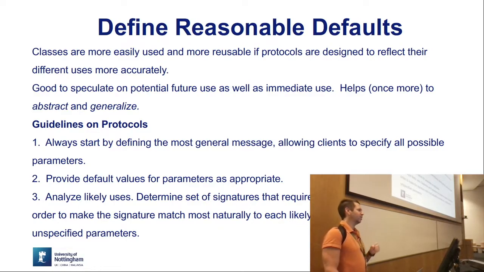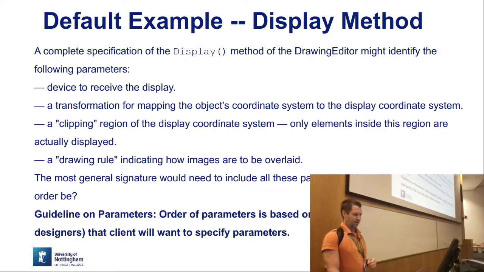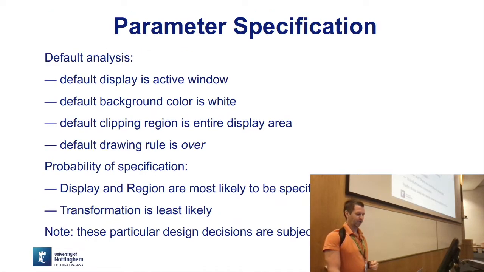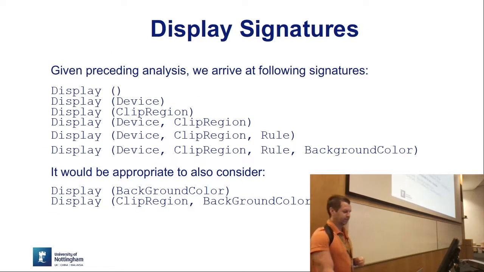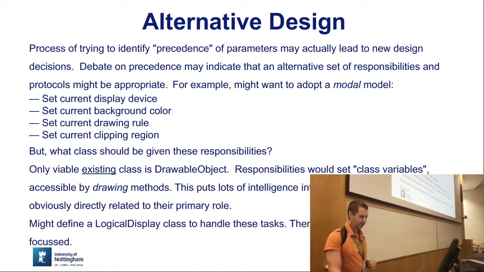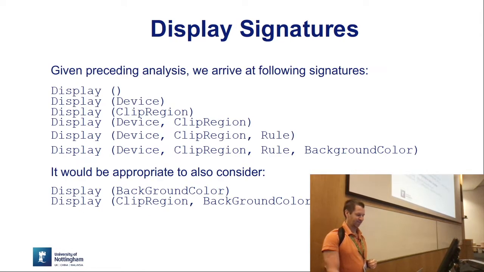Now you're all thinking about how important default values are. And then we talked about the default values for this example in the drawing editor. And we looked at this parameter specification in default values in our drawing editor example again. And I think this is where we left off. Does anybody remember?